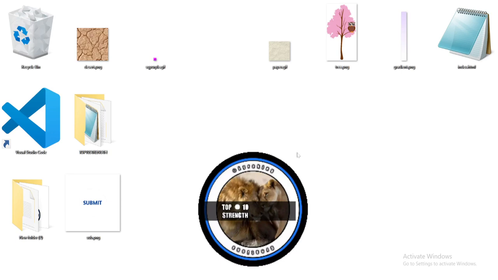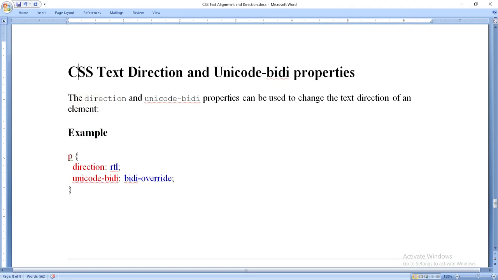Welcome back everyone. Quickly, let's continue our discussion on CSS text alignment and also the CSS text direction. Right now, we'll be discussing the CSS text direction and Unicode-bidi properties. The CSS direction property and the CSS Unicode-bidi properties can be used to change the text direction of an element.